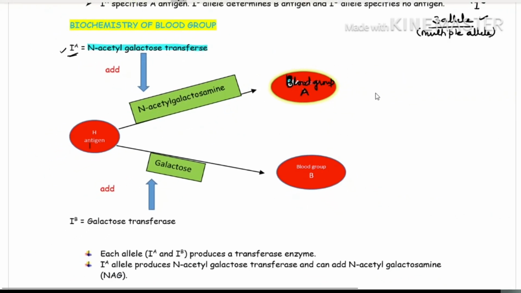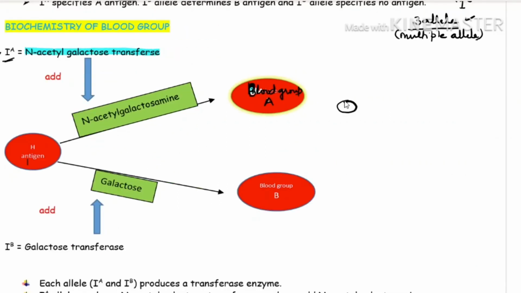I'll explain it in a simple way. This is the RBC, which is having, let us assume, this H antigen present on the surface of RBC. This is your H antigen. Now to this H antigen, we are adding N-acetyl galactosamine.